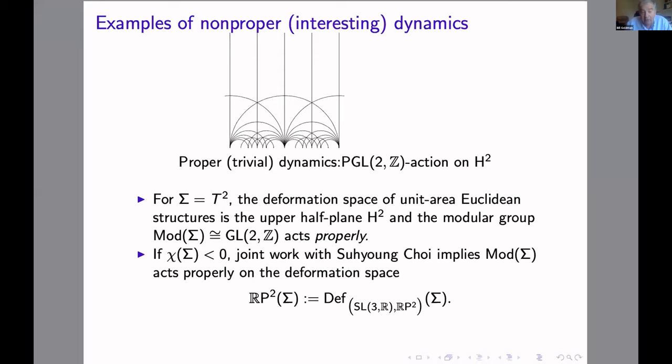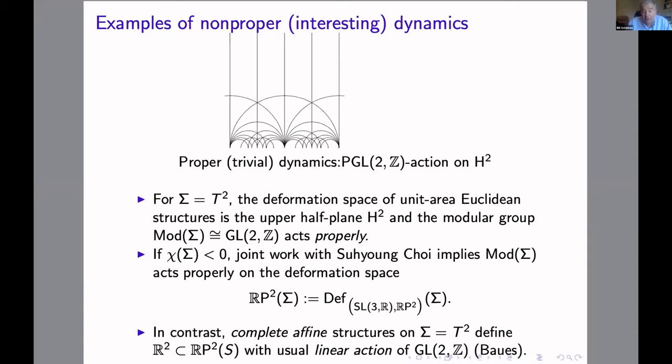Maybe it's worth mentioning that in the case of surfaces of higher genus and projective structures, say manifolds modeled on the real projective plane and their group of collineations, then we also get a nice quotient. But this is actually rather exceptional. If we look at structures on a 2-torus, then Oliver Baues proved that the deformation space identifies with the Euclidean plane, but the action of the mapping class group is the usual linear action of GL2Z.